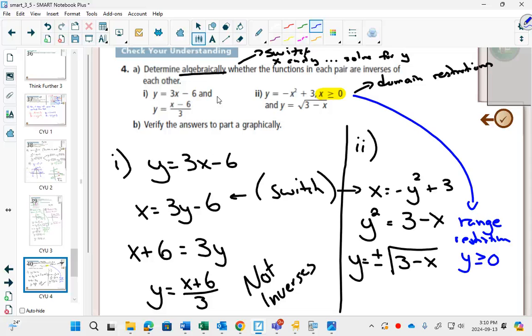Yes. Wait, why did the x start on that side this time? Okay, so I didn't rewrite the original equation. There's our original equation from up here. The very first step in algebra finding the inverse is switching the x and y. So I just switched it right away. That's why I put the arrow from switch, because I'm trying to be efficient.